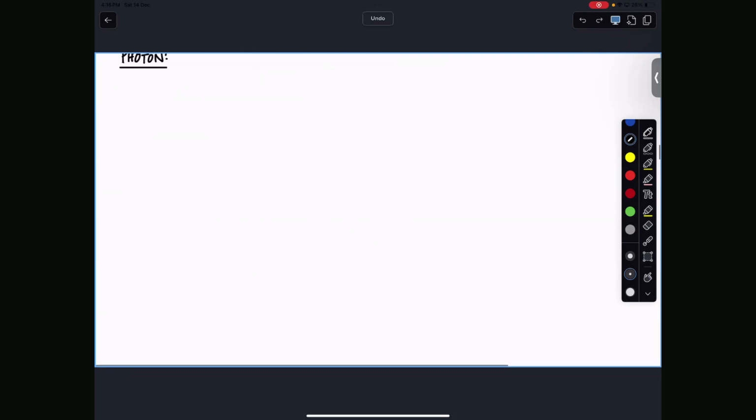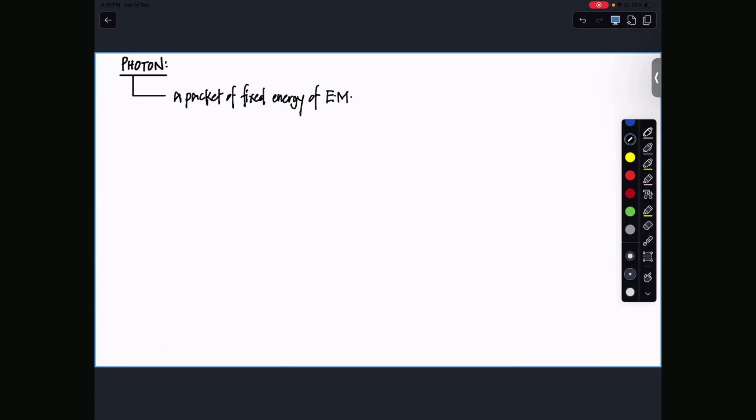Okay, so what's a photon? Definition of photon, it's a very common definition out there. I'll give the definition later in full, but it is basically a packet of fixed energy of electromagnetic wave. This is what a photon is. A photon is a packet of fixed energy. So packet, it had 2 marks here at definition. Packet, fixed energy, electromagnetic wave, right?